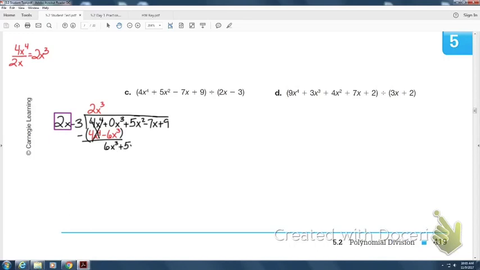I only bring down my 5x squared. And then I start all over again. So Jade, now what am I going to divide? What two terms am I dividing now? 6x cubed divided by 2x. Which is going to give me what? Would it be 3x cubed?